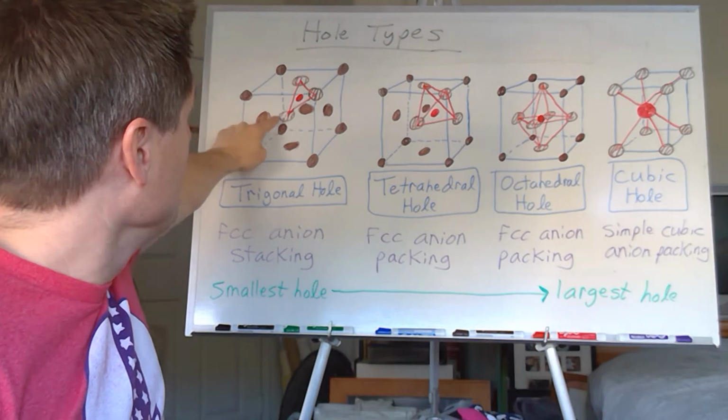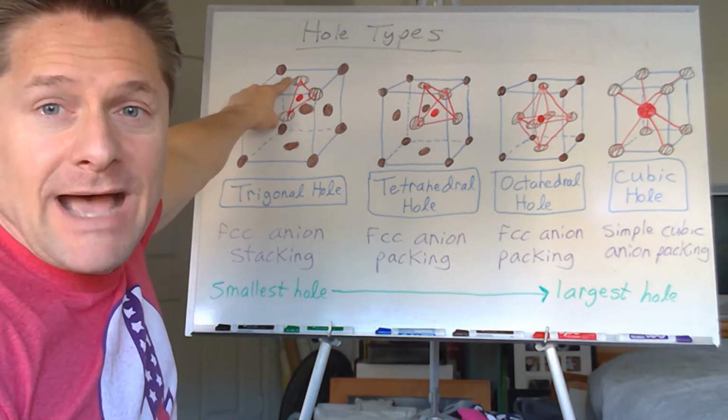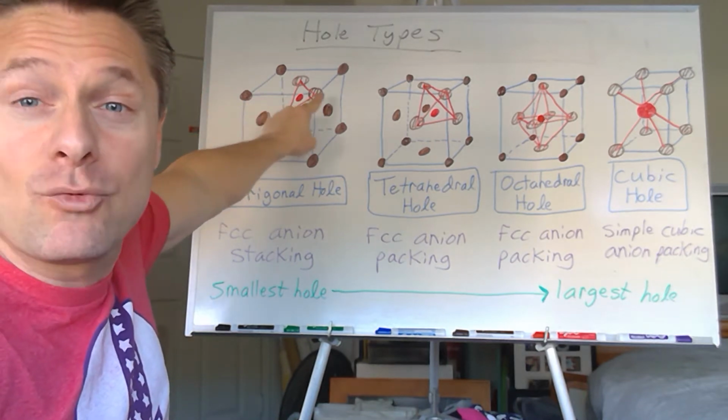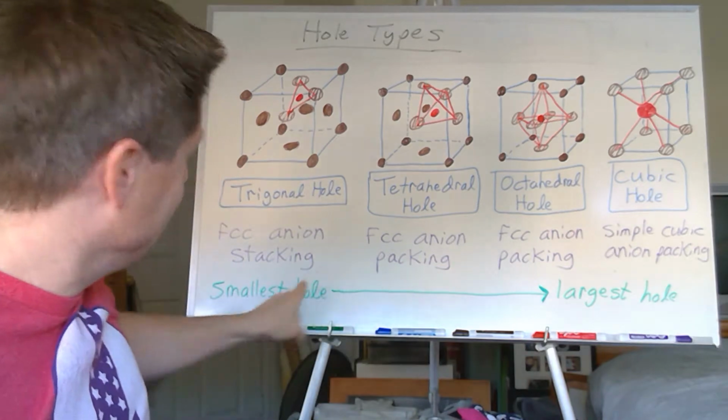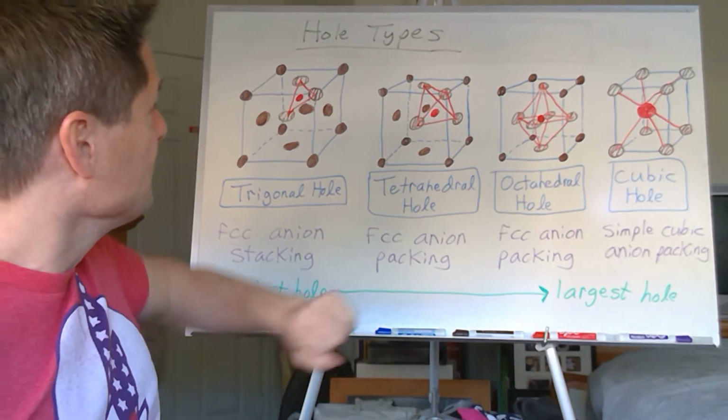So you see this one right here on the front face, this one on the top face, and this in the upper right corner. Those 3 form what's called a trigonal hole. Little tiny hole, that's the smallest one. So really small cations like to go in trigonal holes.